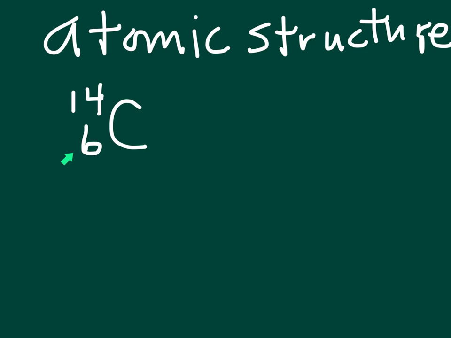Again, the isotope is where you have the same number of protons, because if you didn't, you wouldn't be the same element, but a different number of neutrons. And if you have a different number of neutrons, that means your mass is either more or less, depending on if you have more or less neutrons.